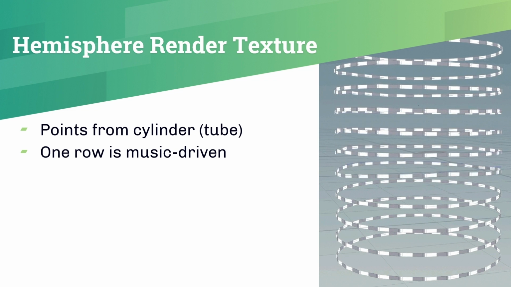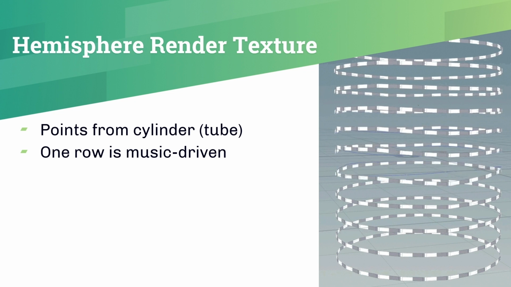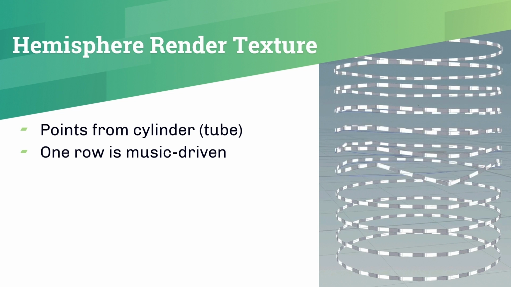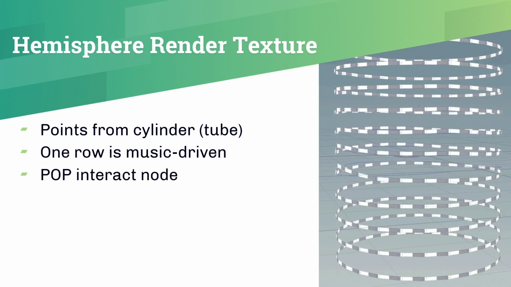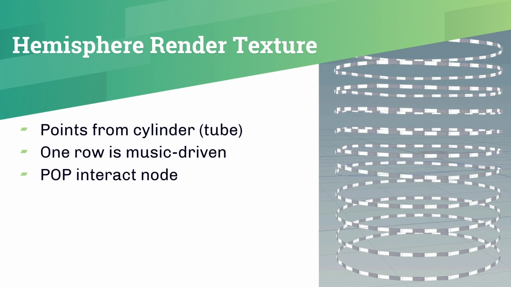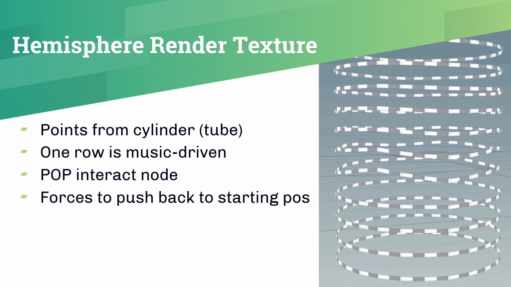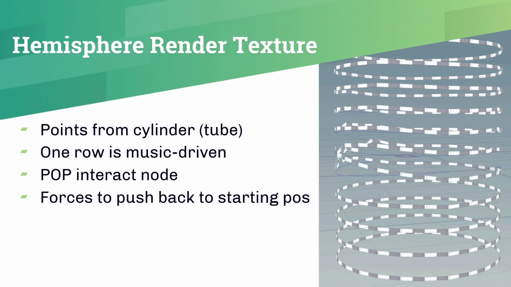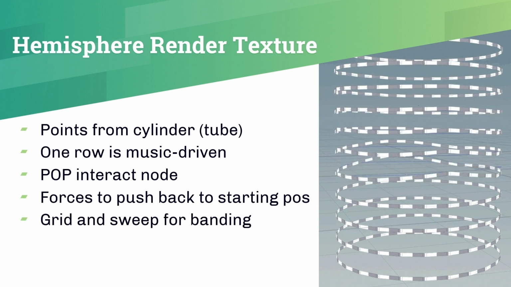And what I wanted was a sort of ripple effect. So the one row would move up and bump the points up, or move down and bump the points down. And that's being done with a POP Interact node. The Interact lets you push points around within the POP network. The only forces I have in there force the points to go back to their starting position until they're pushed by their neighbors.